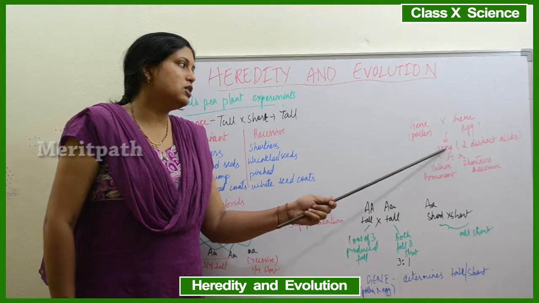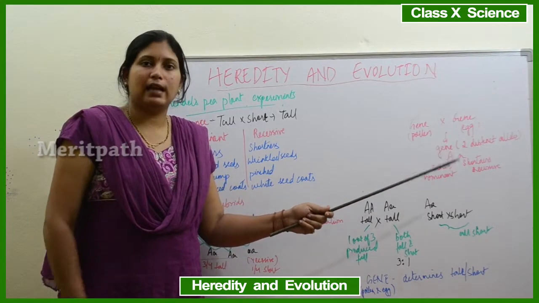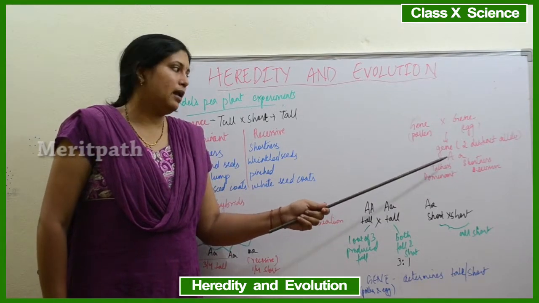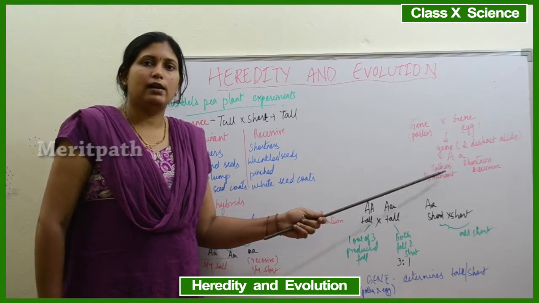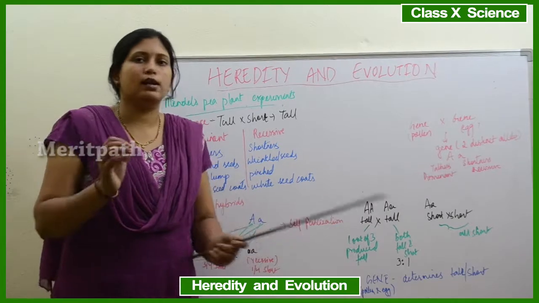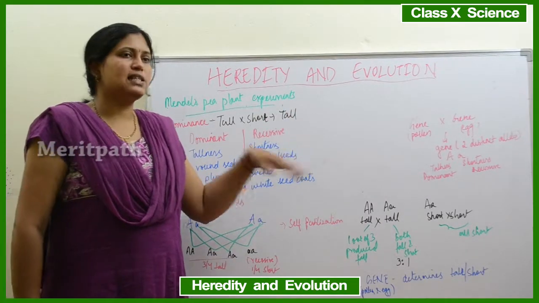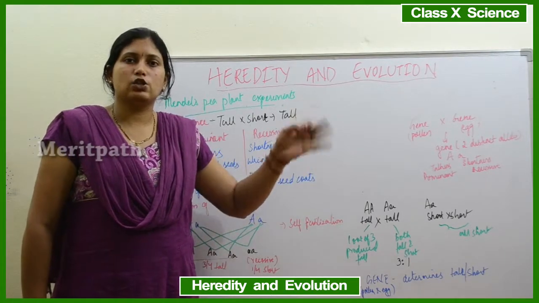So this gene has 2 distinct alleles, that is capital A and small a. Capital A is always regarded as tallness and the dominant trait, and small a is always regarded as shortness or the recessive trait. Now let's see some more examples of how to cross the tall and the short.